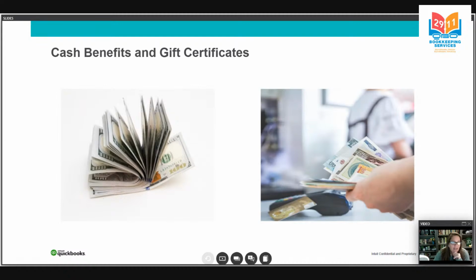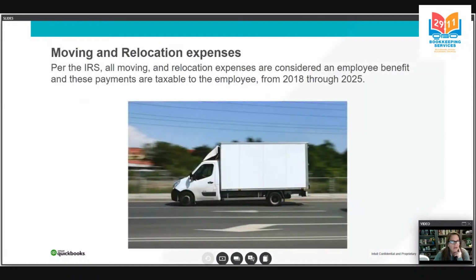Gift certificates. Cash or cash-equivalent items provided by the employer are never excludable from income. An exception applies for the occasional meal or transportation fare to allow an employee to work beyond normal hours. Gift certificates that are redeemable for general merchandise or have a cash-equivalent value are not de minimis benefits and are taxable. Okay, moving and relocation expenses.